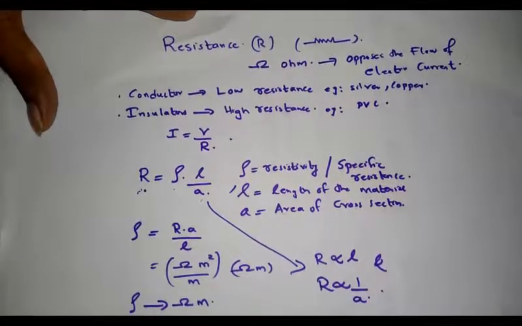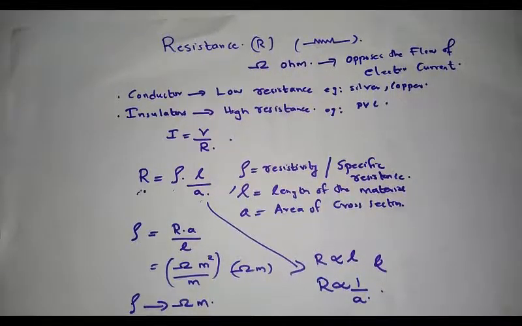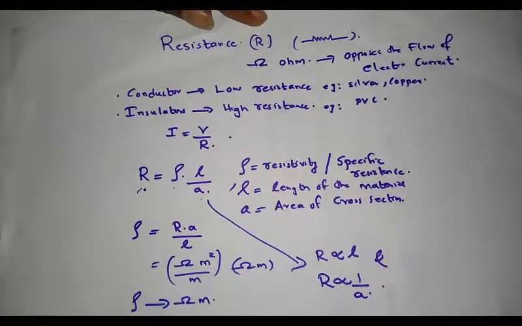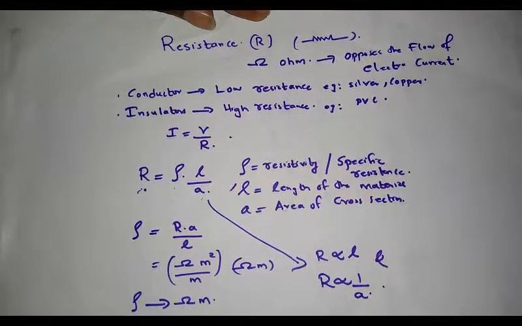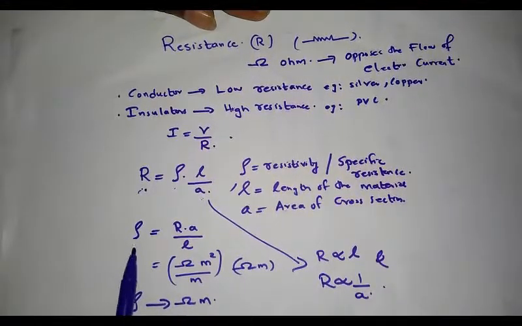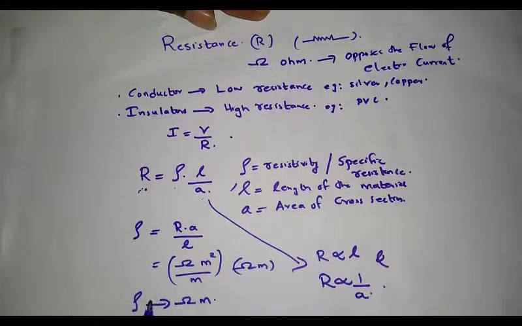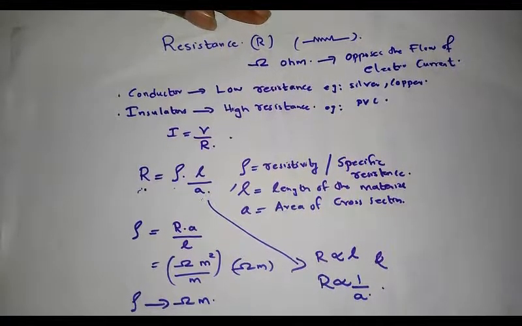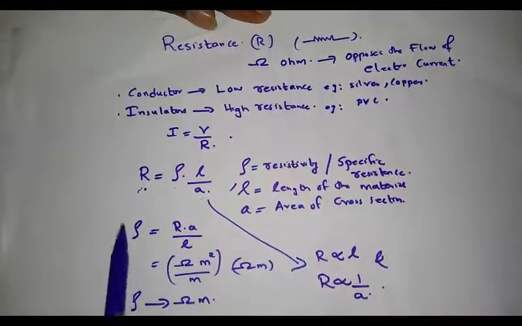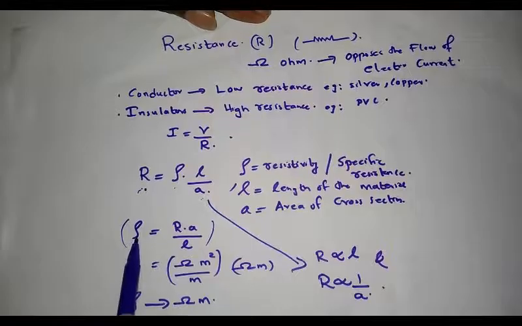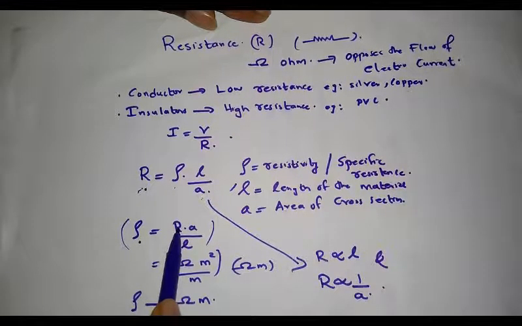Resistivity is also known as specific resistance. It is a constant for a specific material. That is, copper has a certain resistivity, silver has a certain resistivity. Resistivity rho is the resistance of a material having unit length and unit area of cross section. From the equation we know that resistivity rho is equal to R into A by L.